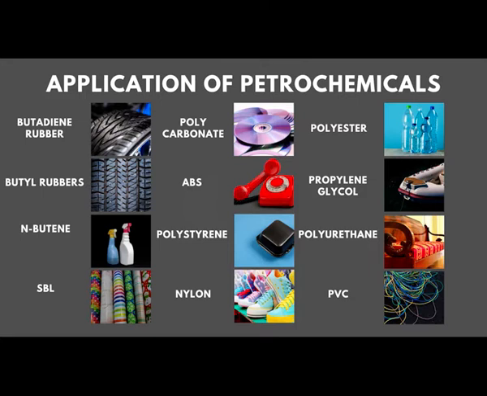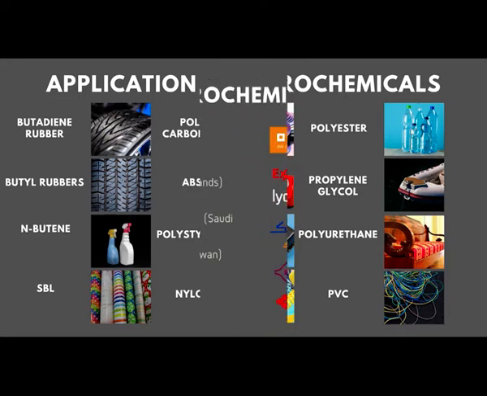Then the ABS kind of plastics are used for the manufacture of telephones or telephone products. Then we have polystyrene and nylon, which find a place today in sportswear as well as different kinds of cloth. Polyesters find a place in textile material as well as bottles. Polyurethane is used in upholstery materials, and PVC is once again used in the manufacture of electrical wires.